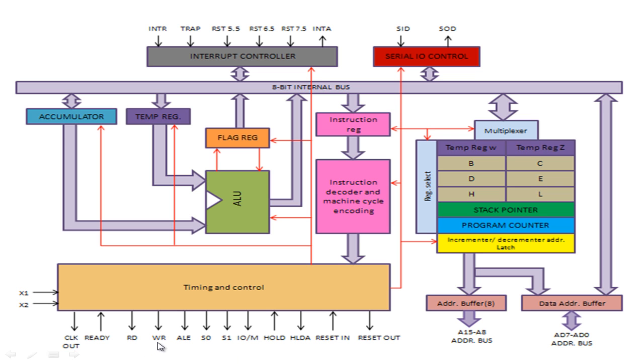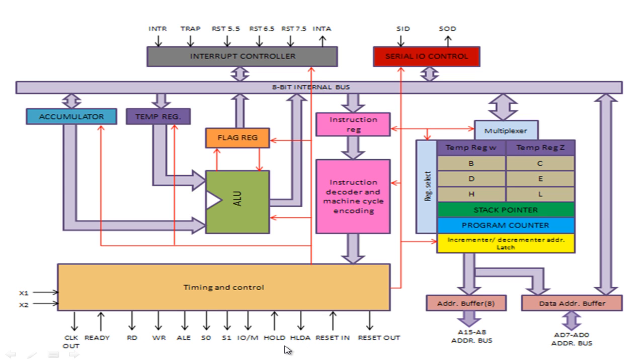RD, WR and IO/M: these three signals combined together give a better working environment. Suppose we have to write some data to memory, then WR and IO/M are used. If we have to read some data from memory, then IO/M and RD will be used. And this is hold and hold acknowledgement.